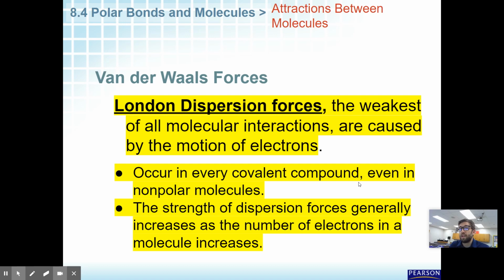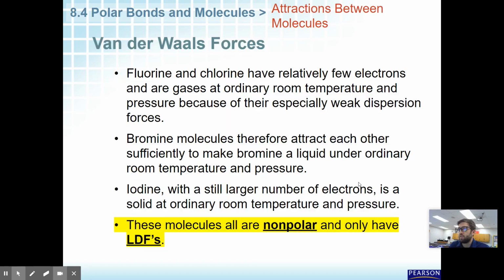Something like methane, which is CH4, is nonpolar. Methane only has London dispersion forces. It does not have dipole forces because it's nonpolar. But then something like octane, which is C8H18, well, that's a huge molecule. That only has London dispersion forces as well because it's still nonpolar, but it's much larger, so its London dispersion forces are stronger.